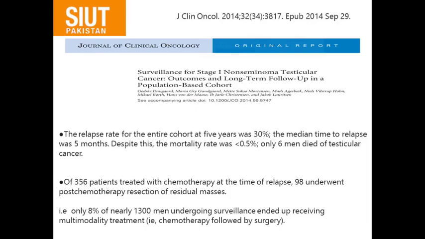Of the patients, 356 underwent chemotherapy, out of which 98 underwent post-chemotherapy resection of residual masses. Only 8% underwent chemotherapy followed by surgery.